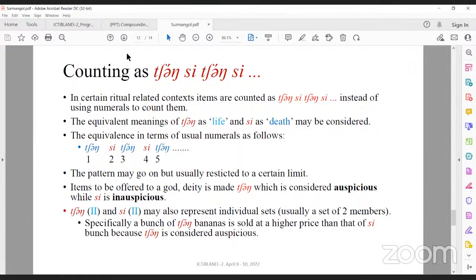Counting is changsi. I'm not sure whether in other cultures this kind of counting might be implemented or used. In certain ritual related contexts, items are counted as sang si sang, and here it comes again alternatively, sang si sang si sang si, instead of using numerals to count them, but it is a very restricted and limited use. The equivalent meanings of sang is life and si is dead. If we consider the equivalence in terms of usual numerals, how do we start counting sang as one?